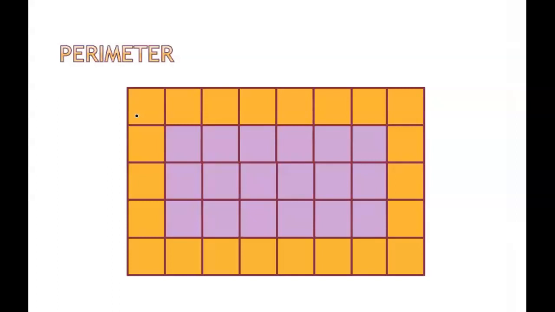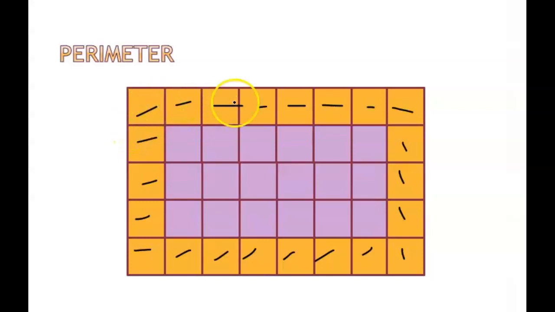They would count 1, 2, 3, 4, 5, 6, 7, 8, 9, 10, 11, 12, 13, 14, 15, 16, 17, 18, 19, 20, 21, 22. The perimeter of this purple rectangle is 22 because perimeter is the distance around. And so if I count the border around the purple rectangle, I get 22.